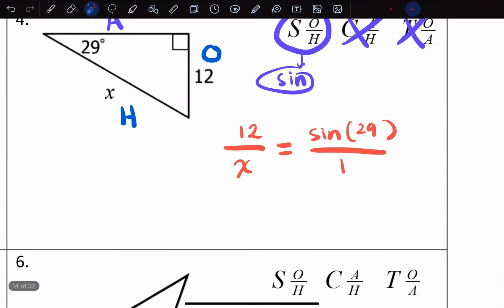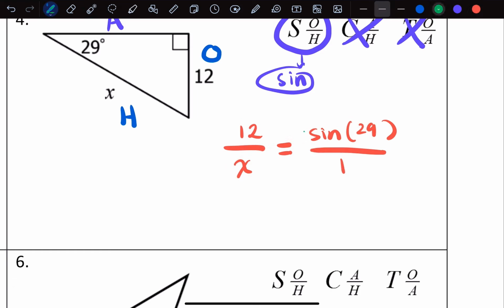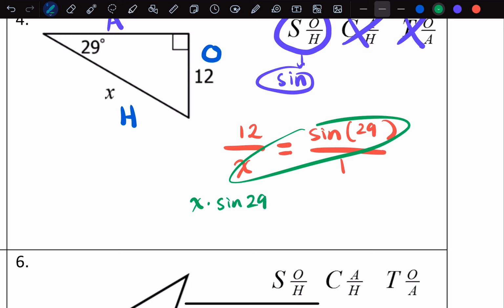Same process of cross multiplying. So let's go ahead and take these two together. You can't really do that in your head. Remember, we're solving for x. So the way I'm going to write it is, let's do x times sine 29. Bring down that equal sign. 12 times 1 is 12.